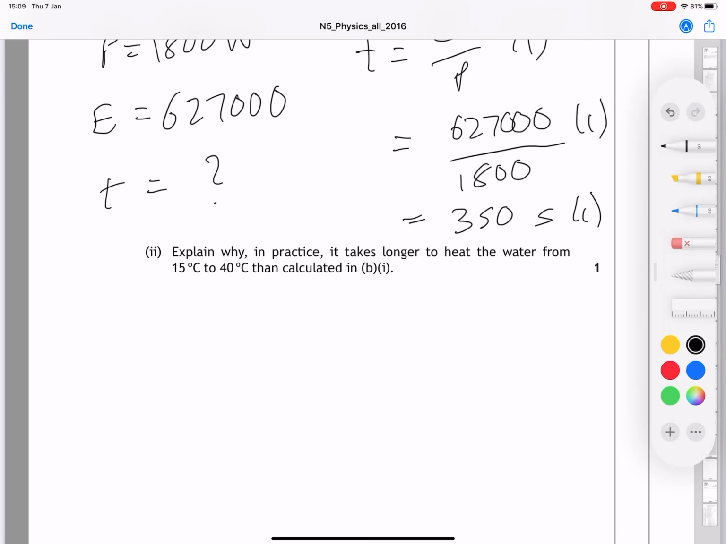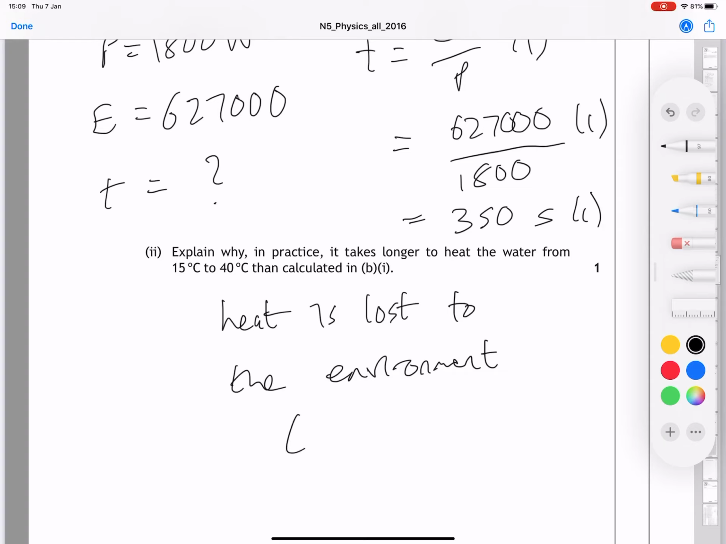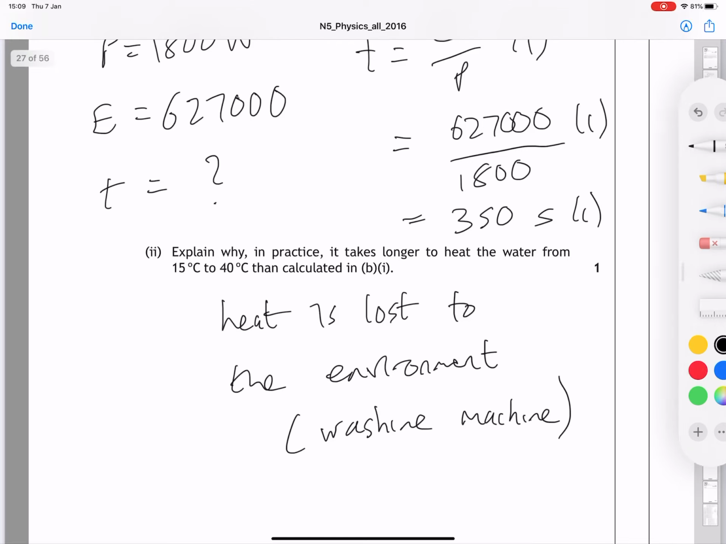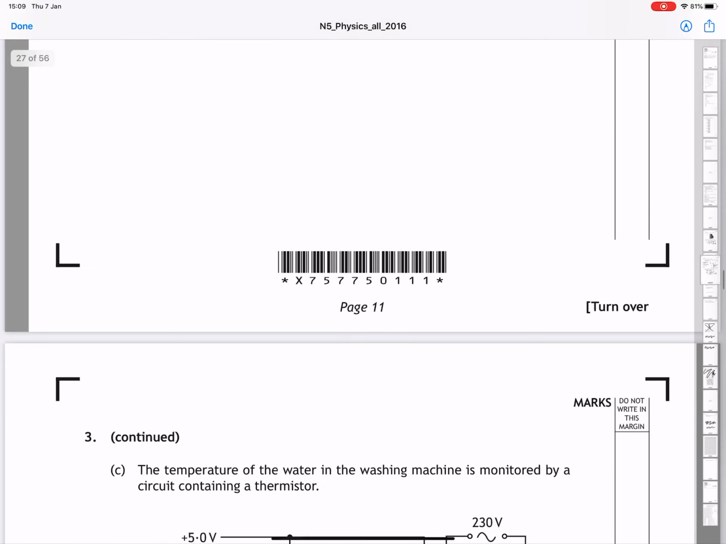Explain why it takes longer in practice. It'll take longer because heat is lost to the environment, or just lost to the washing machine drum, anything along those lines, but it's heat lost is essentially what's happening, so it will take longer than the 350 seconds quoted.